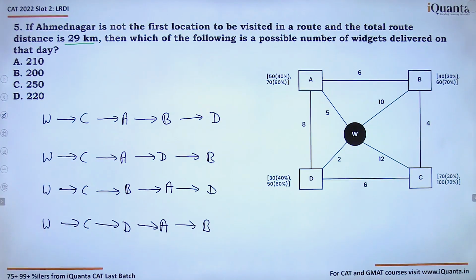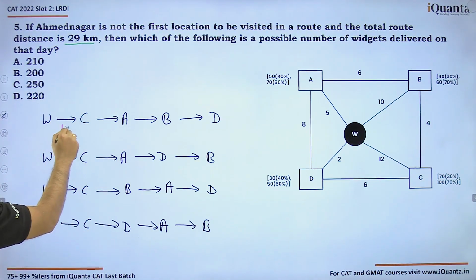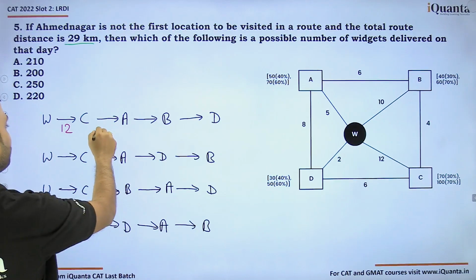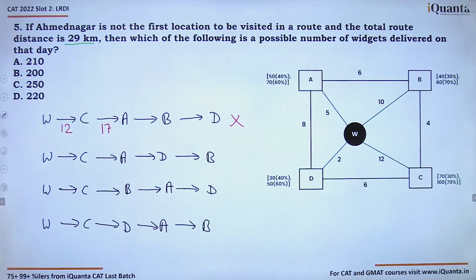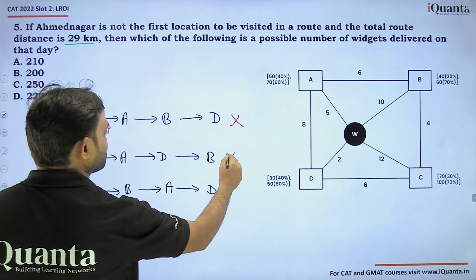Now we need to find out the distance. When the distance is 29 kilometer, in which case do we get the distance as 29 kilometer? W to C, 12 kilometers. This distance is 12. C to A, 17. This is already 29. So we can cancel this out. W to C, C to A, again we can cancel this out.